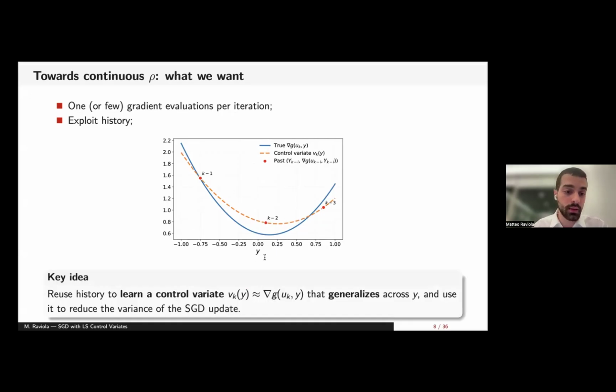So very simple idea. Our idea is to reuse the history to learn a control variate, which I now call v_k(y), which should be approximating the gradient of g. And this has to generalize across y. And then we want to use it to reduce the variance of the stochastic gradient update, just like SAGA does.